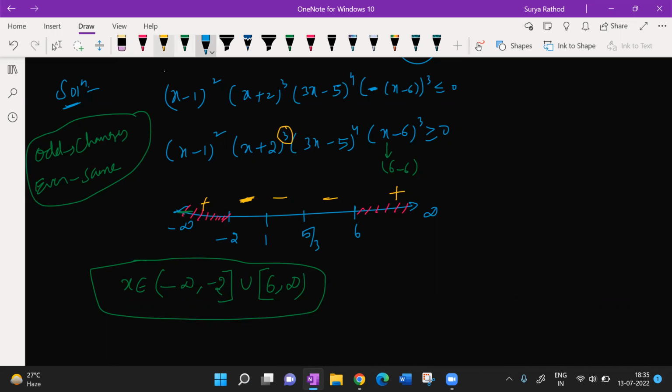Okay, beta. So what I'm trying to say here, 6. What is the power of 6, beta? Odd, right? So the sign changes. It was plus first, then it changes to minus. What is the power of 5 by 3? Even. So even means it was minus before, it stays the same. Minus only. What is the power of 1? Even. Again, it stays the same. What is the power of minus 2? Odd. So it was minus, it becomes plus. Hope you all got clarity now.